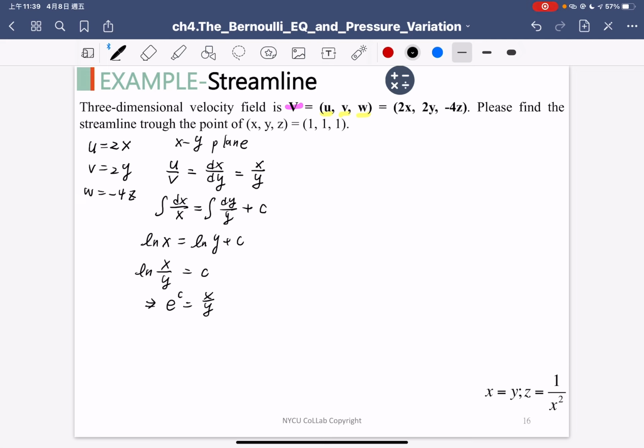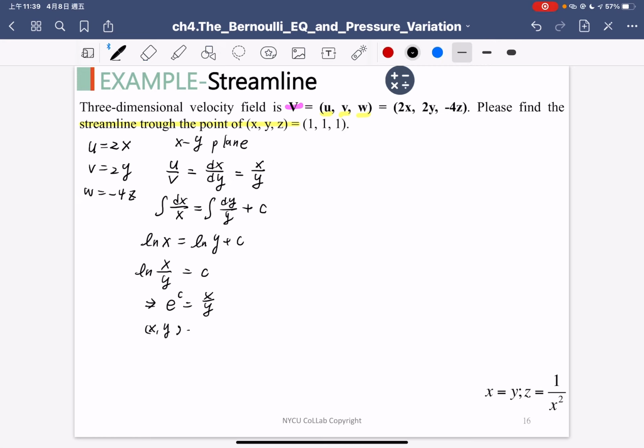Finally, we know that the exponential of c will equal the xy ratio. But in this problem, I already fixed the boundary conditions. What is the boundary condition? I already told you the straight line should go through the point x and y equal to 1, 1. Right now we only focus on one straight line. So for this boundary condition, we know that x and y should be 1, 1, right?